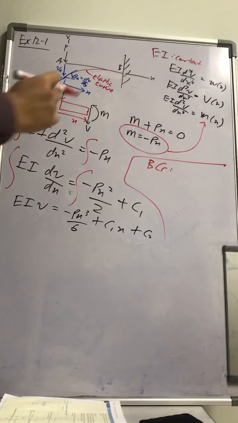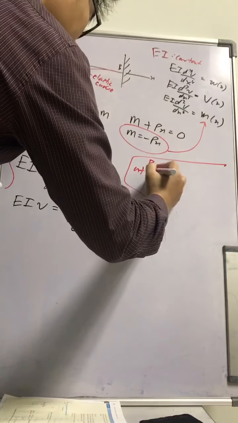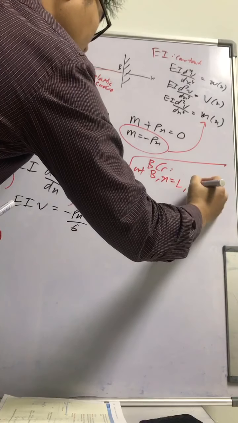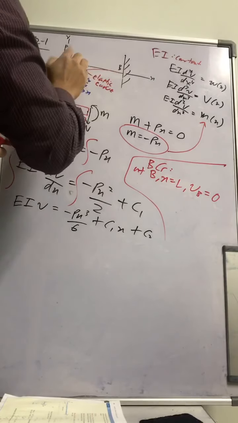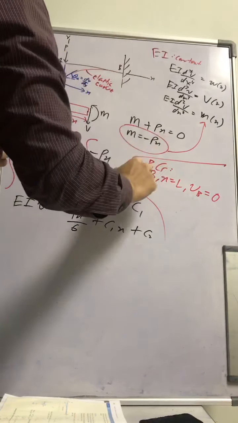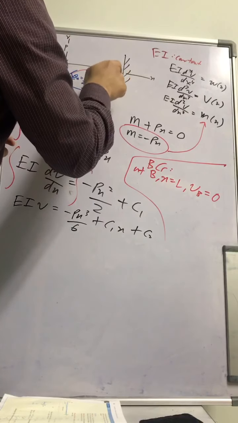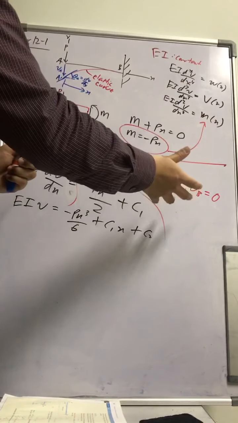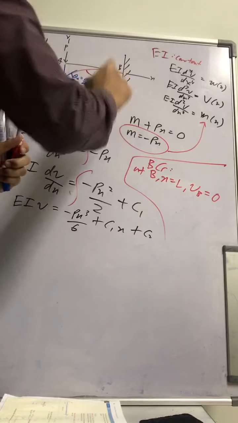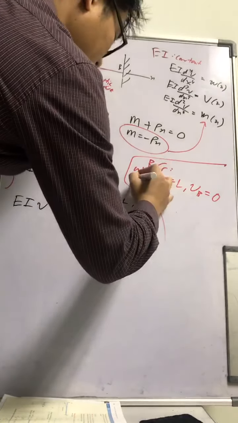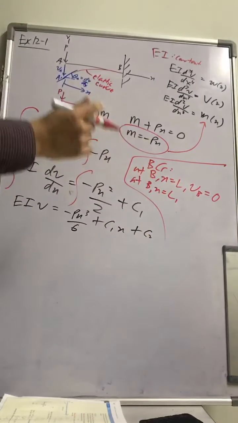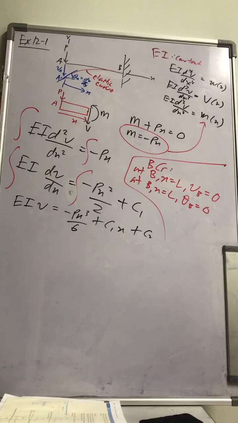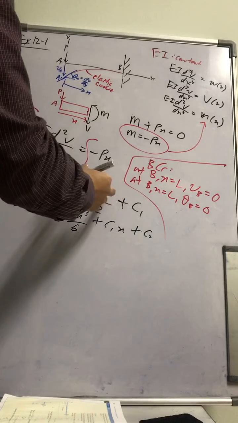What are the boundary conditions? At point B, x equals to L, nu B equals to 0. Boundary condition means that at a certain location, you know exactly the condition of that boundary. And another one is at the same point B, x equal to L. Because it's a fixed point, you have theta B equals to 0. So, for the first one, x equal to L.